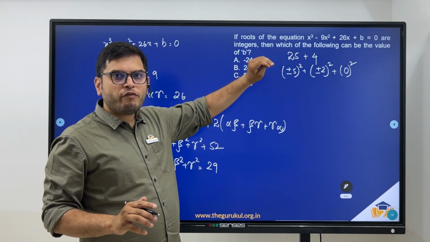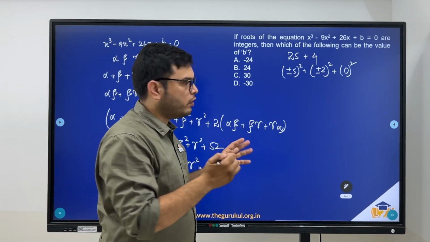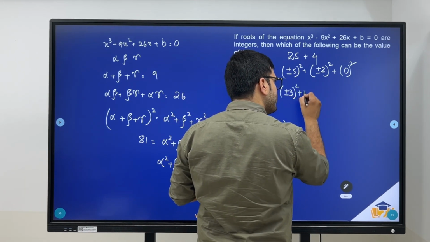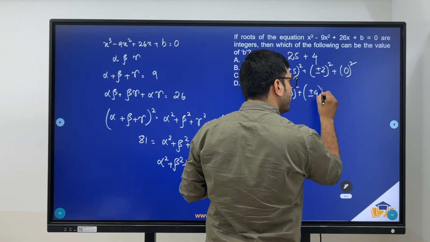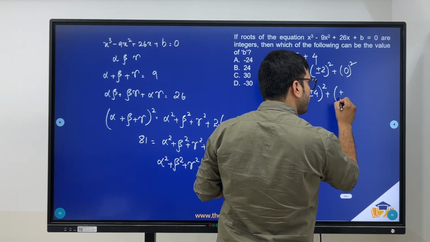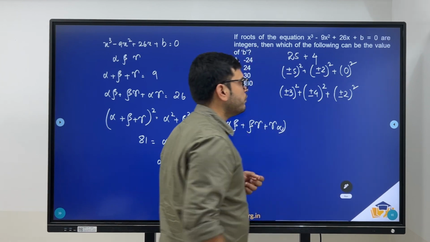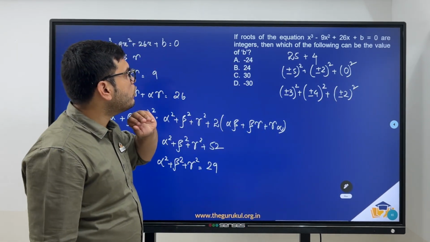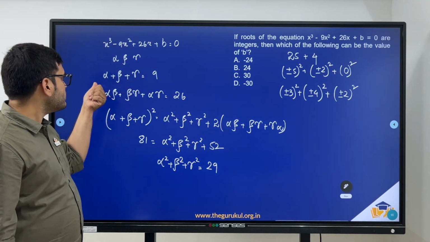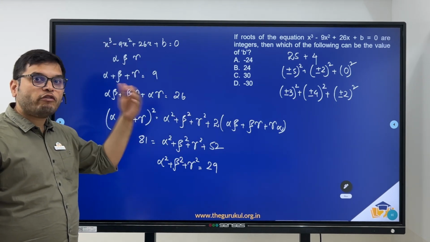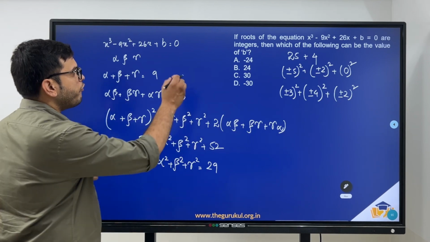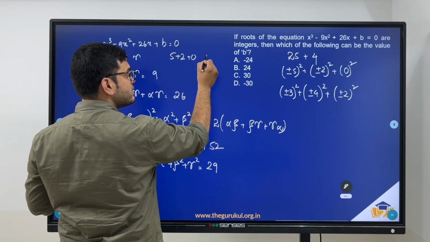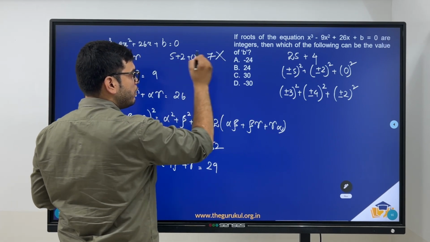Now I can write 25 as 3 square plus 4 square. And that means plus or minus 3 whole square plus plus or minus 4 whole square plus plus or minus 2 whole square, right? So these three also add up to 29, right? But to cross verify, we are also given that the sum of these three roots should be 9, so they have to be positive only, right? Now 5 plus 2 plus 0, this is 7, not 9, so hence can be eliminated.